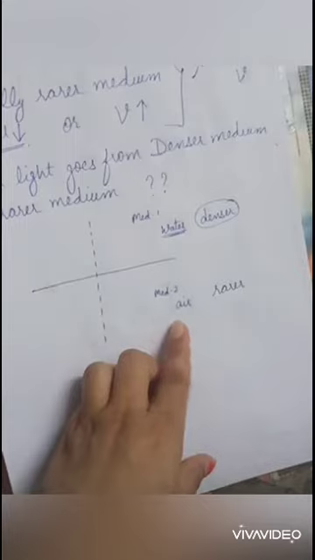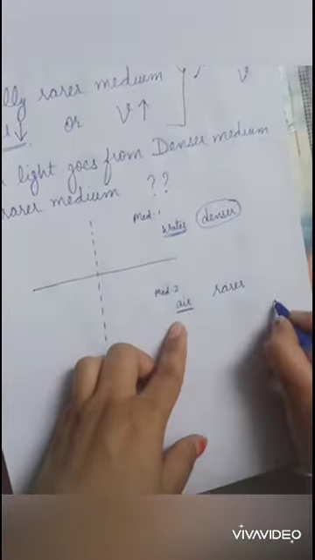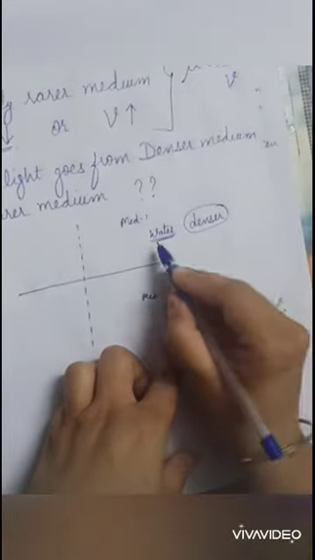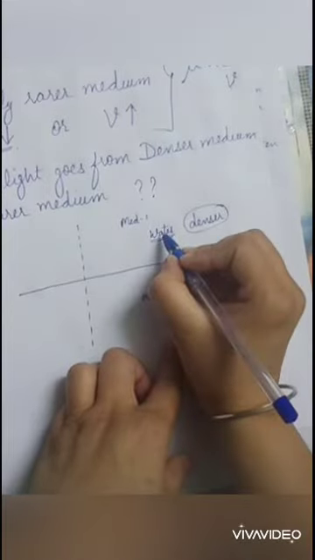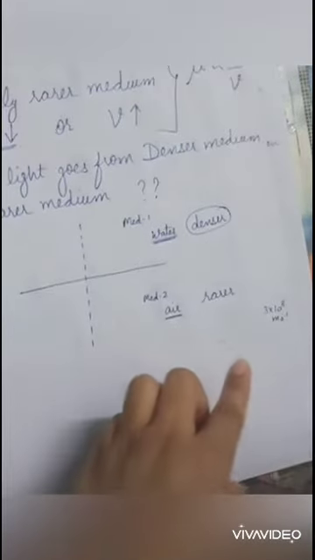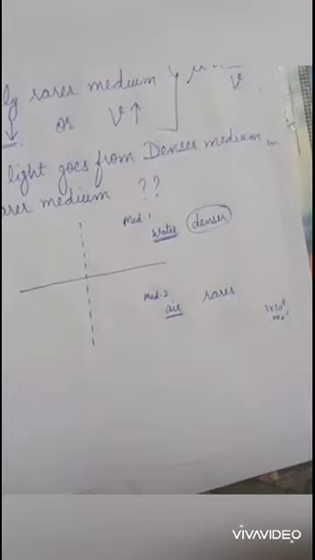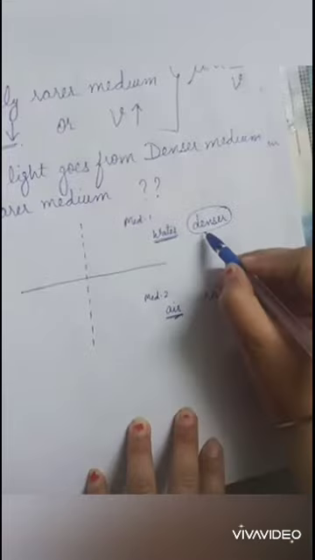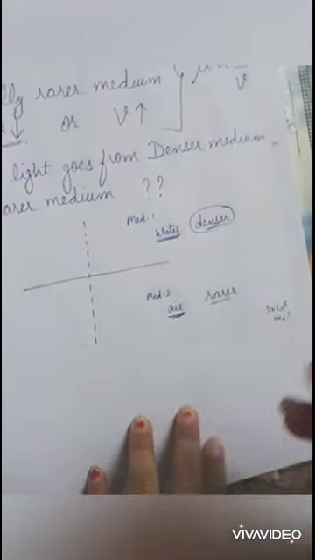Because the speed of light in air is 3 into 10 raised to the power 8 meter per second, and speed of light in water is less than that of air. So this medium is denser and this medium is rarer medium.